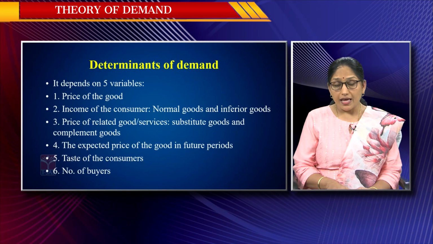Fourth, the expected price and income in future periods. When consumers expect that in the future the price of a particular good is going to decline, they will postpone their current consumption for the future, and their demand today will decline. On the contrary, when they expect that in the future the price of the commodity will increase, their demand at today's price will increase. Likewise, expectation about future income. When consumers expect that in the future their income is going to increase, they will postpone their consumption today and demand more goods in the future.